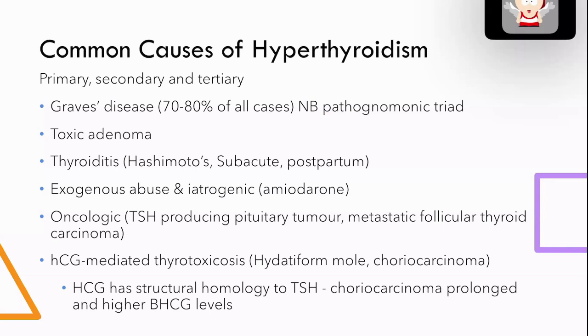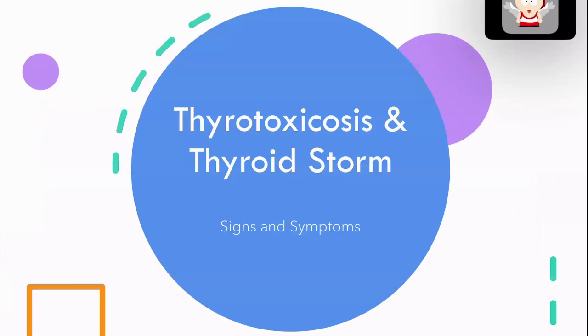And then lastly, just something that I wanted to mention with relevance to pregnancy is that beta-HCG actually has a structural homology to TSH. And so conditions where we have particularly high levels of beta-HCG, these patients may be prone to HCG-mediated thyrotoxicosis, which I thought was quite interesting, and which means this presentation might be more common in a gynae and obstetric setting.